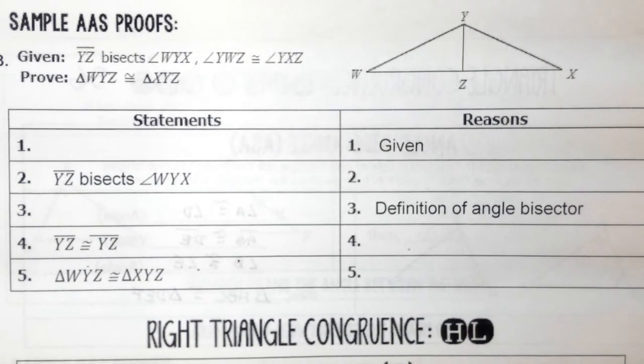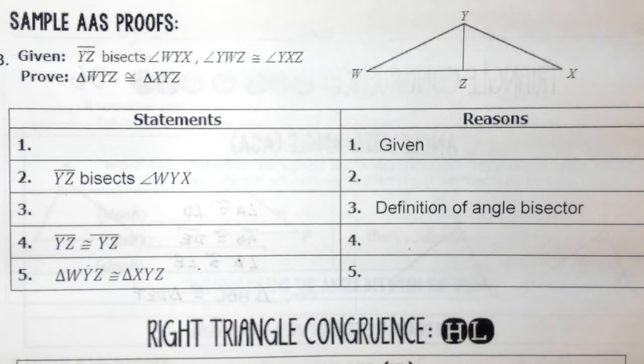Alright, next one. This one says given YZ bisects angle WYX. Then they tell me that two angles are congruent. Angle YWZ is congruent to angle YXZ. And then they want me to prove triangle WYZ is congruent to triangle XYZ. So I'm going to handle my given information first and mark what I can on my proof.